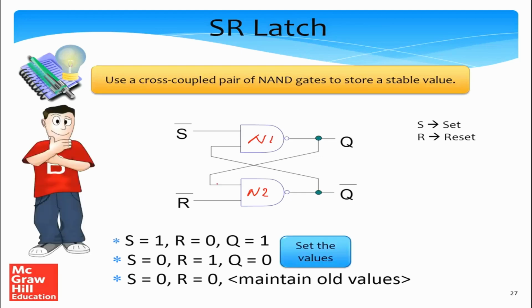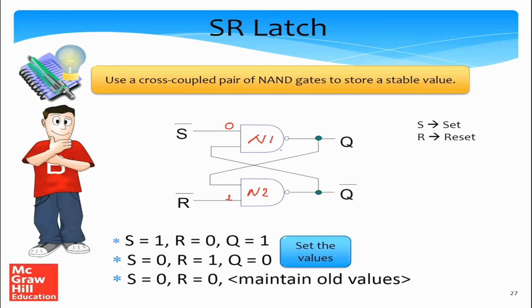The way that it works is something like this. Let us assume that S is equal to 1, so we're trying to set the value of Q to 1. We have R as 0. What happens? If S is 1, this particular value over here is 0 because it's the complement of S, and since R is 0, the value here is 1.